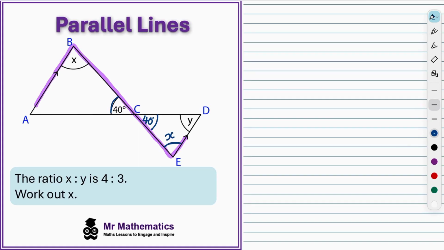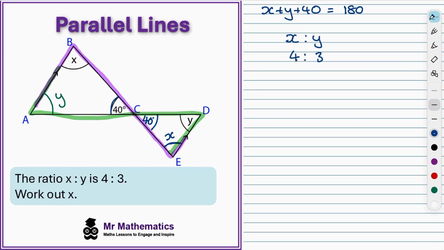And then we've got another pair of alternate angles as we pass through A, C, D, and E. Then this will also be the same as angle Y. So what this tells us then is that the three angles in each triangle, X plus Y plus 40, must add up to 180, angles in a triangle.